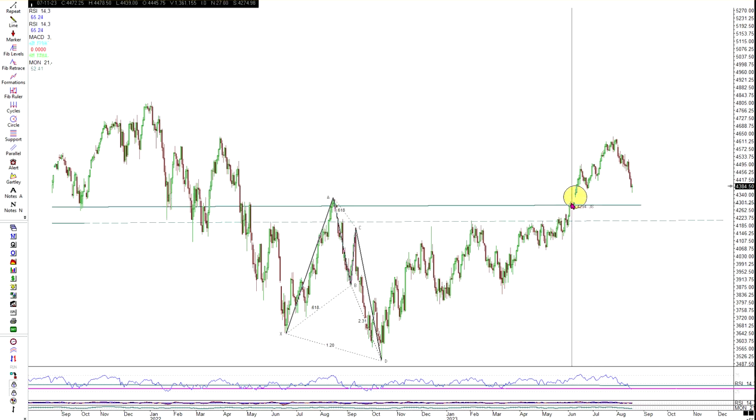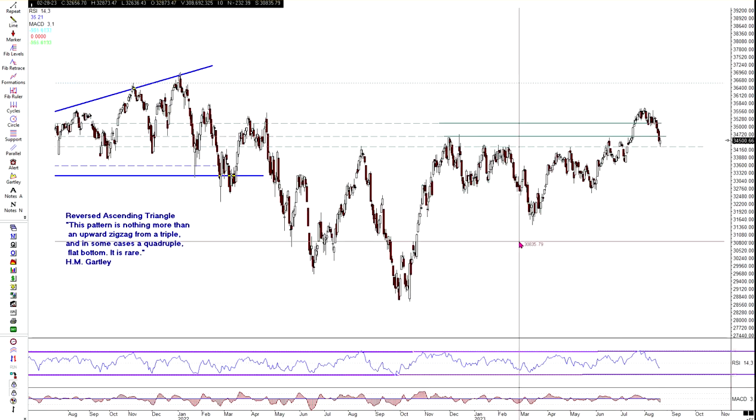Now, if the market completely goes through this gap and keeps going, that's going to be bearish. And then the next area would be around this 4,200 level for support. So be watching this gap area early in the week, see if the market can come down here and find support and bounce off of there.